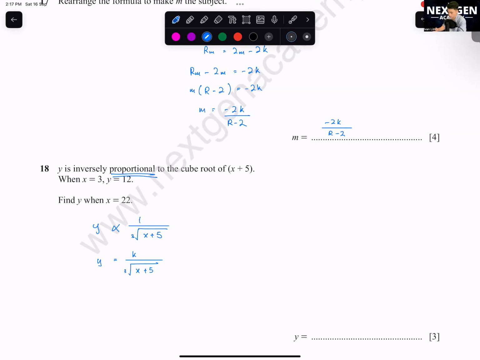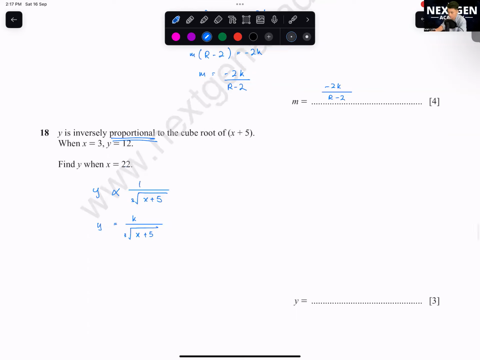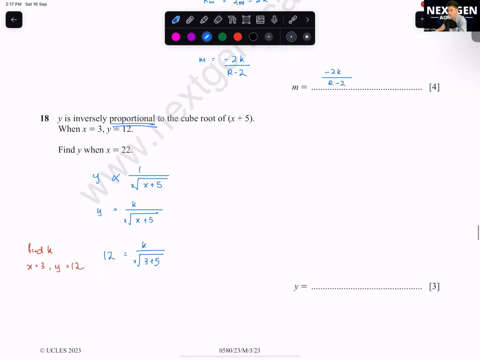First thing, we need to find k. The first value is always to find k. They gave us x equals 3, y equals 12. We sub it in. So here will be 12 equals k over cube root of 3 plus 5. Using the calculator, you get 2 here. Therefore, k equals 24.